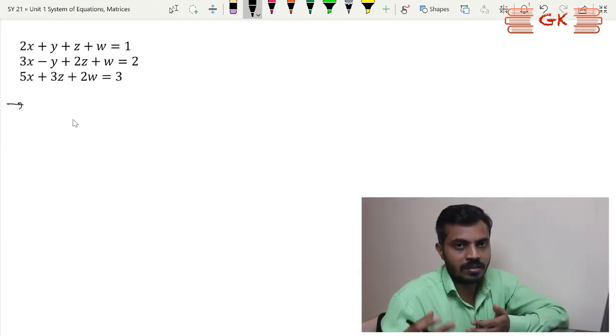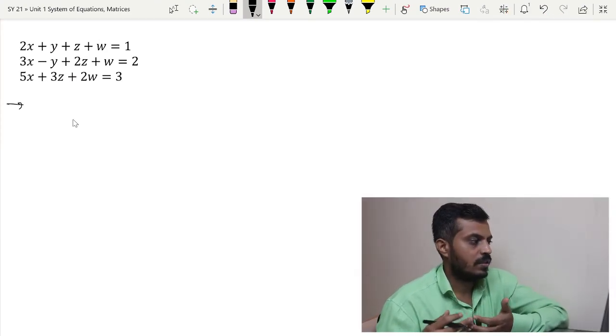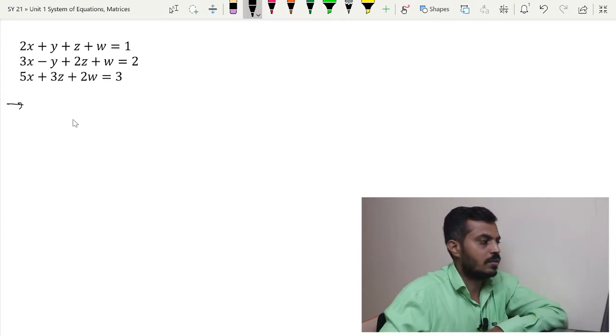Modified this example a bit to get some interesting solutions. Let us see what happens. So first of all, we will write down the system in matrix form, but before that, as we need the number of unknowns in order to decide whether the system has unique or infinite solution. So let us check the number of equations and unknowns.